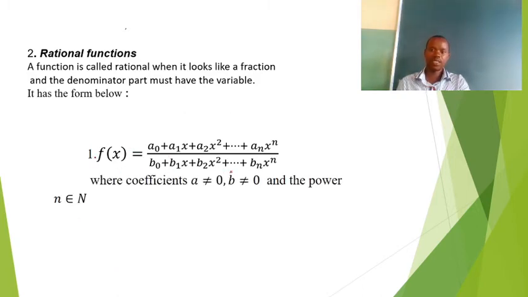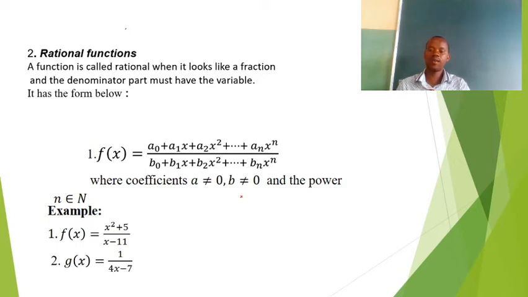Actually, a function to be called rational must be written in this form: a0 plus a1x plus a2x squared plus and so on plus a index n times x power n, over b0 plus b1x plus b2x squared plus and so on plus b index n times x power n, where the coefficients a's and b's are different from 0 and n must be a counting number, or a non-zero positive integer, or a natural number which is different from 0. We have some examples here.